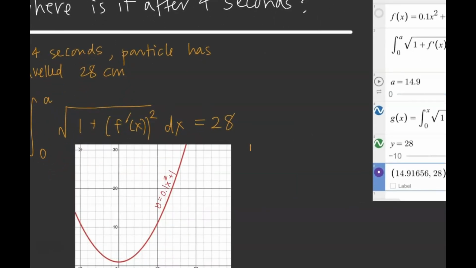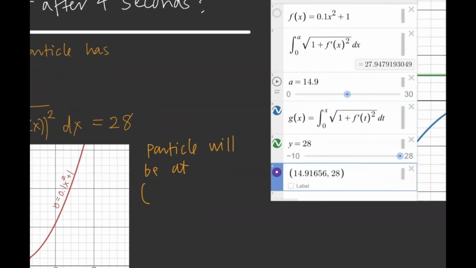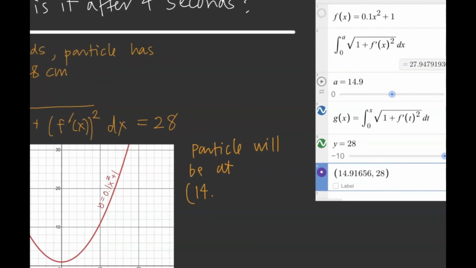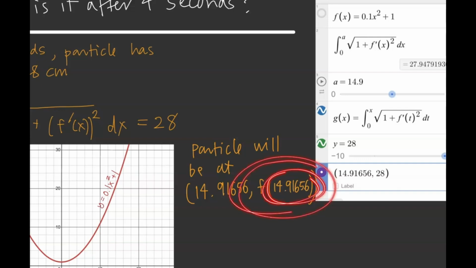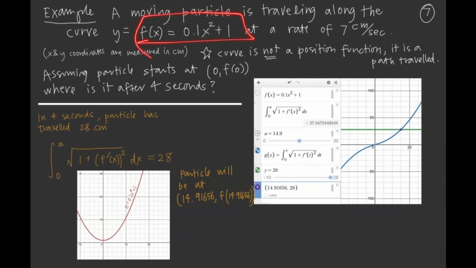And the particle will be at, let's see, what was it, 14.91656, and then whatever the original function evaluated at that point is. So right now we're going to go ahead and find that out. We just need to stick this into the original function right here. I went ahead and evaluated the function at this x value, and the corresponding y value is 23.2502 on the curve f of x after 4 seconds of traveling.